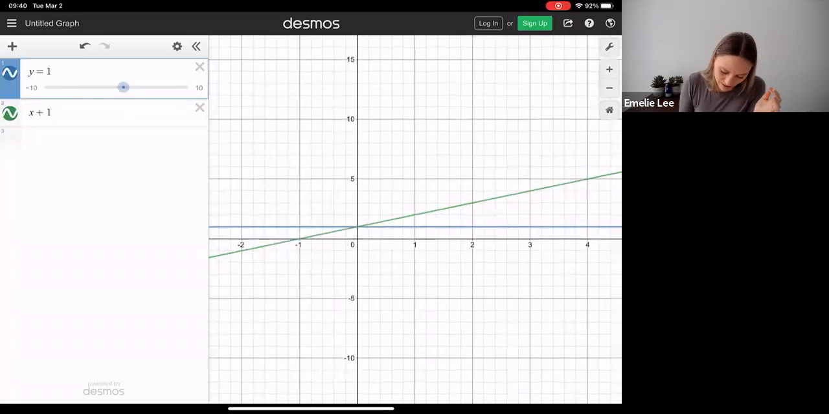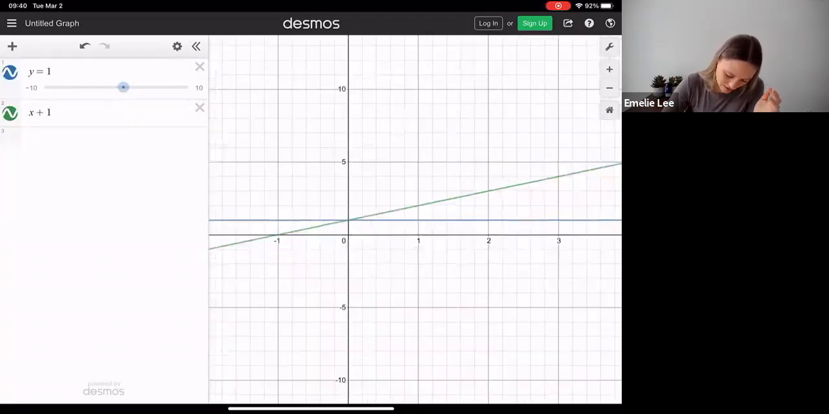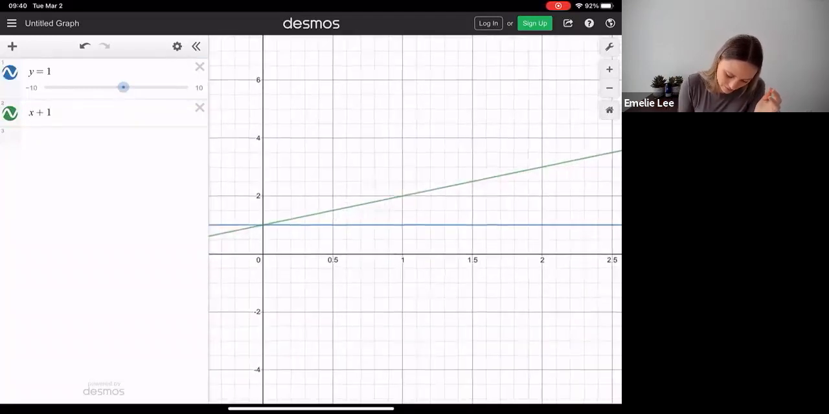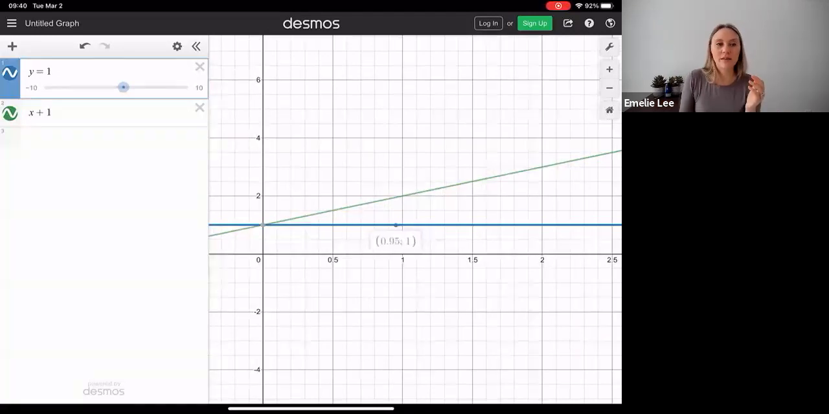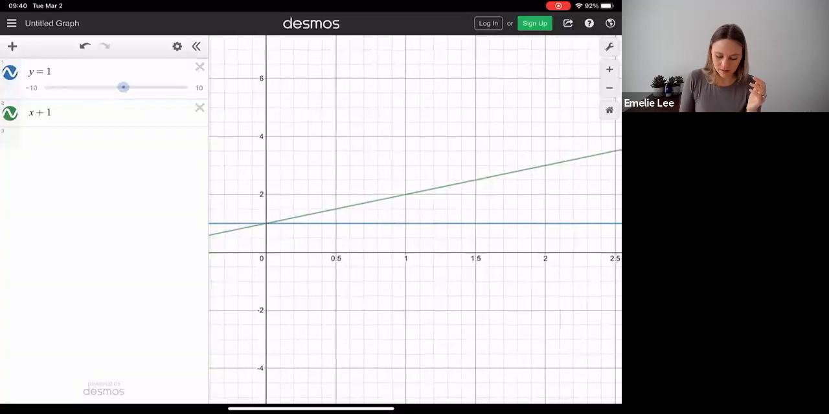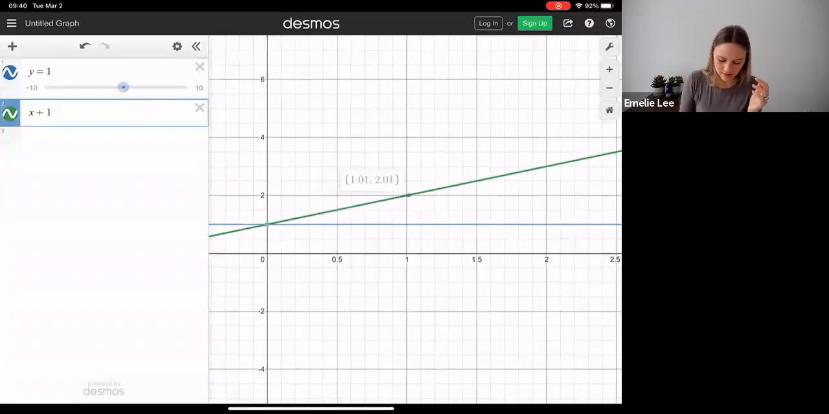And up until 1, on this straight line, that's how it's going to behave, and then it's going to jump up to be on this line with a slope of 1. Okay. So we did that by hand, easy enough.